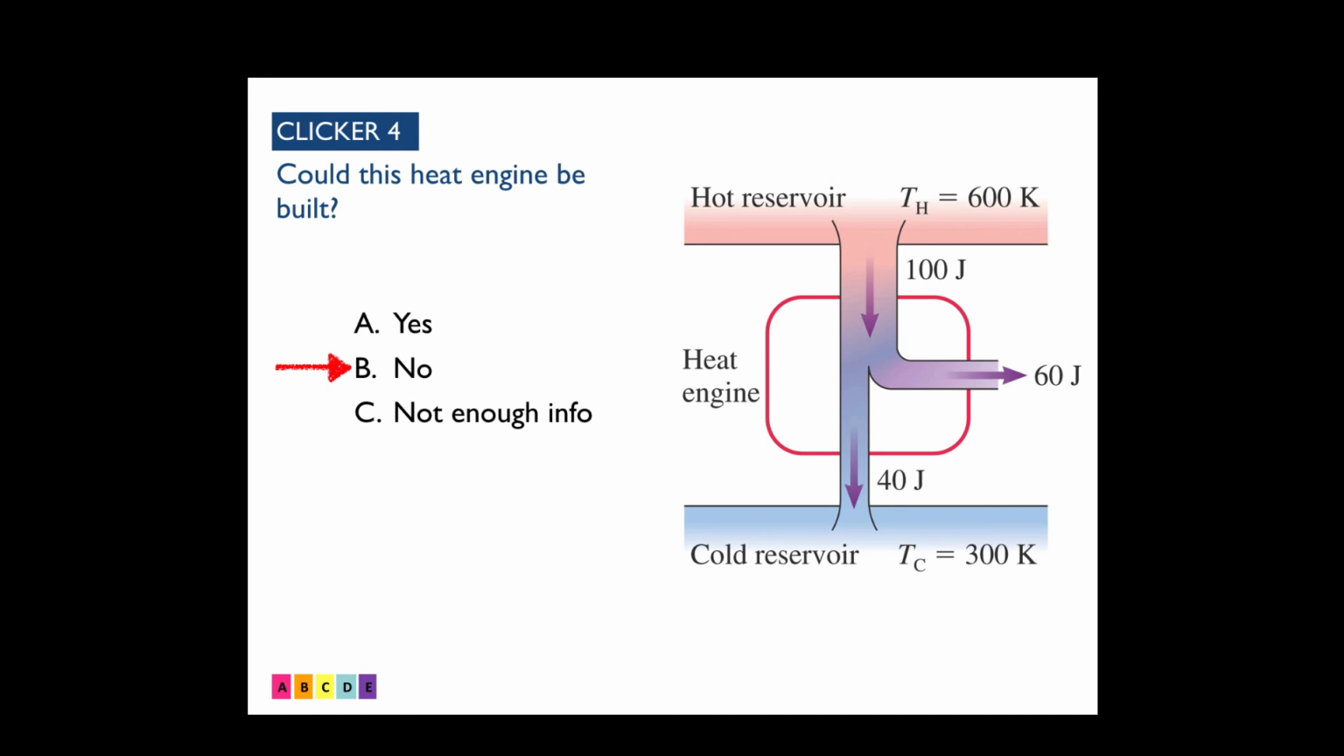Well, if you look at the efficiency, that's the work over the heat, so that's 60 joules over 100 joules. 60 over 100, that's 60%. 60% exceeds the Carnot efficiency of 50%, and therefore you cannot get this efficiency. This heat engine is not physically possible to be built. It violates the second law of thermodynamics.